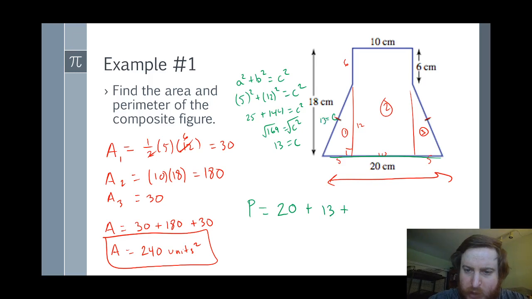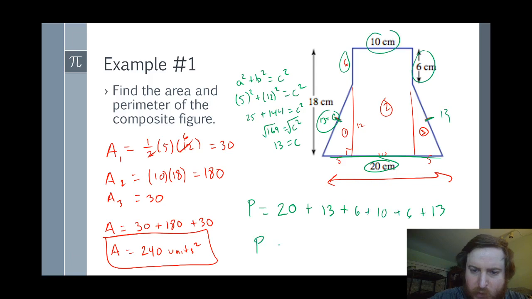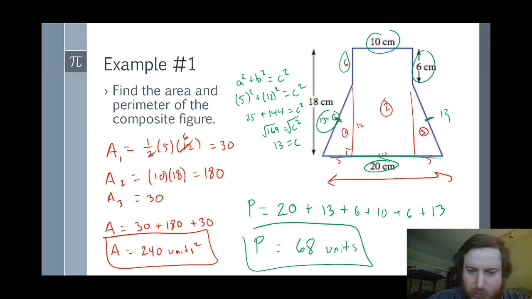Right? So I did the 13. Then plus 6, plus 10, plus another 6. And because of these little dashes, I know they're the same, so that guy's also plus 13. And you'll just add all of those up, right? So that's 33, 39, 49, 55, 68. If I messed that up, I'm sorry about that, but I think it's 68 units. And then that's it.